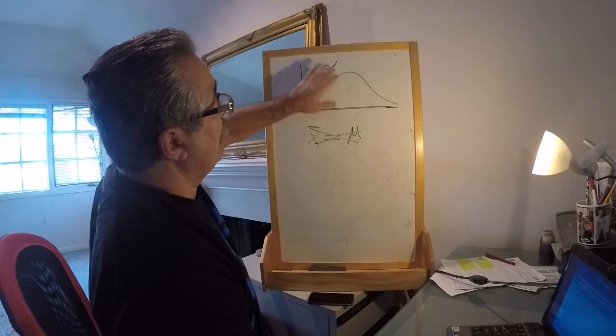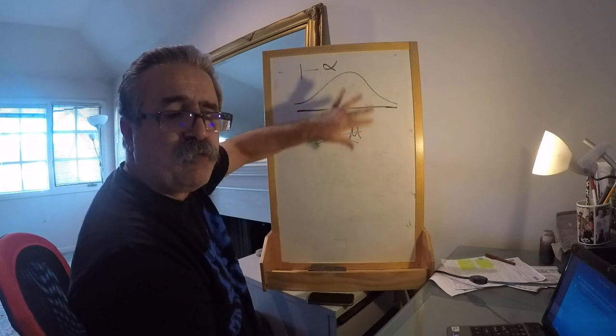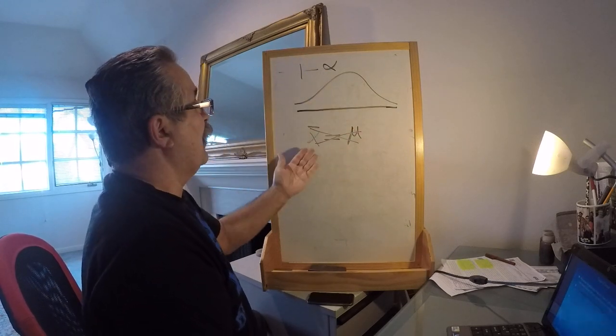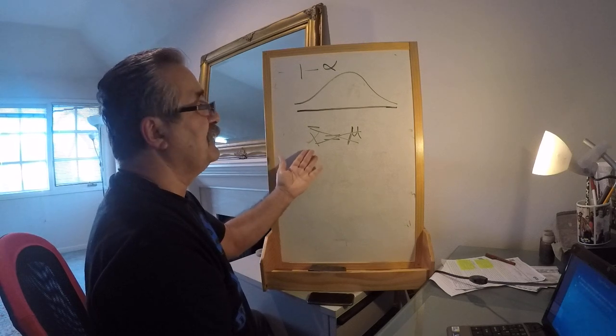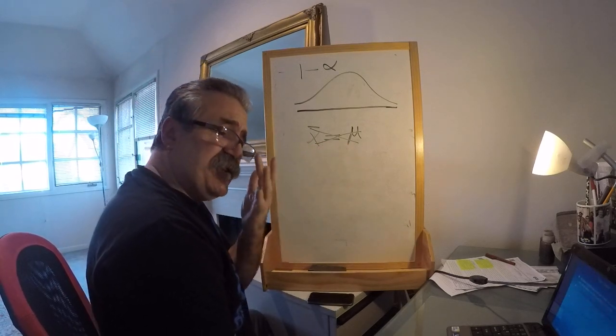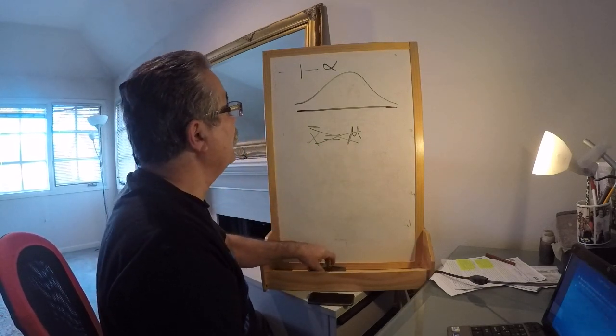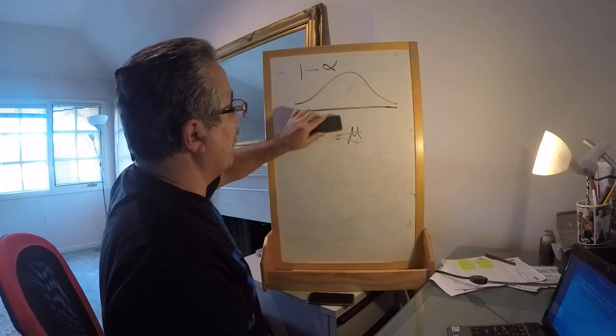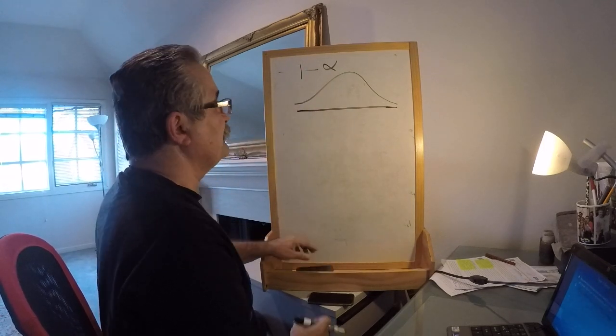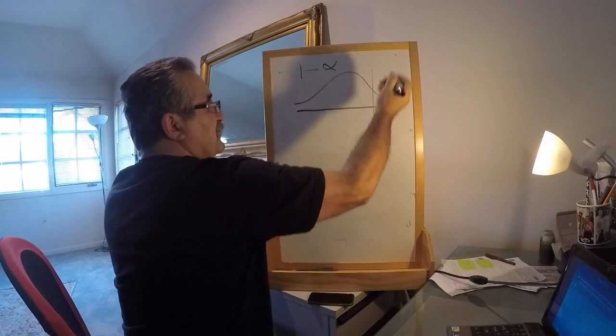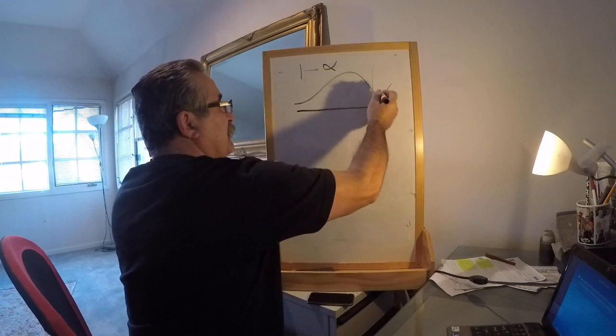Alpha is the area that does not provide support for our x bar to include the mu. This is what we learned in chapter 8. Now in chapter 9, we're still going to use that alpha. Let's say that this is the value of the alpha.